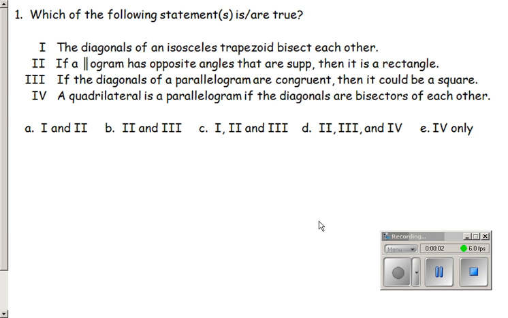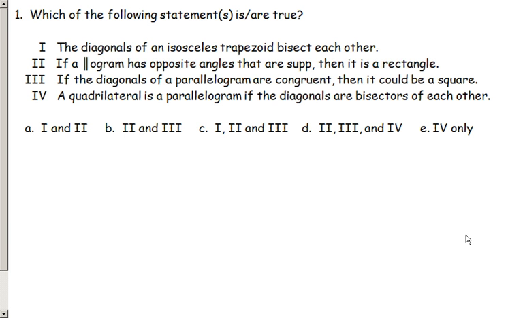All right. These are two questions that I'm going to look at from the quiz that you guys are supposed to take. The first question we're going to look at is number 1. And these are just conceptual ideas. We're just going to look at these one at a time and decide if these are true statements. The first one says the diagonals of an isosceles trapezoid bisect each other. And you're going to wonder if that statement is true.